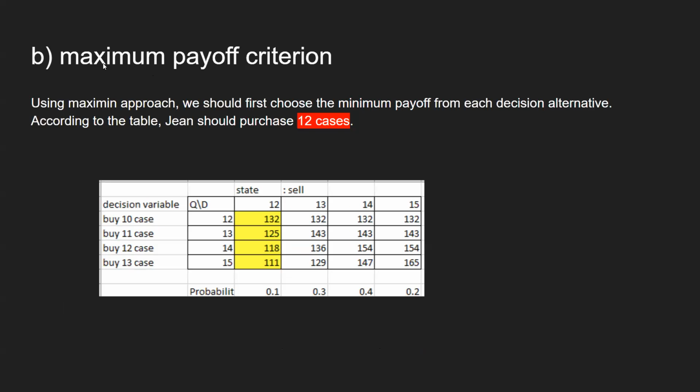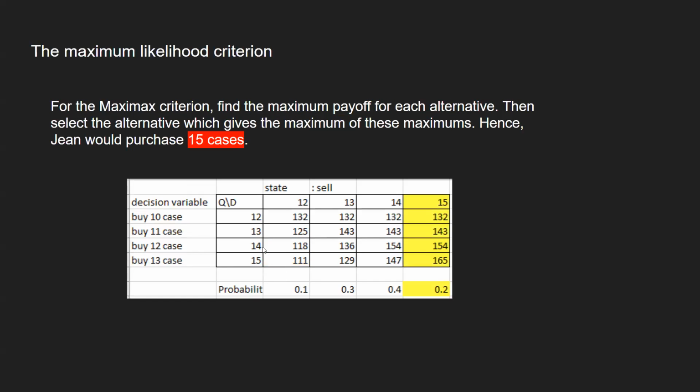Using the maximin payoff criterion, we should first choose the minimum payoff for each decision alternative. According to the table, Jean should purchase 12 cases. For the maximum likelihood criterion, we find the maximum payoff of each alternative, then select the alternative which gives the maximum of these maximums. Hence, Jean would purchase 15 cases.